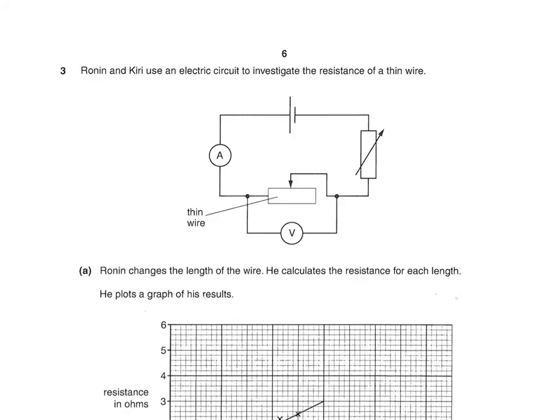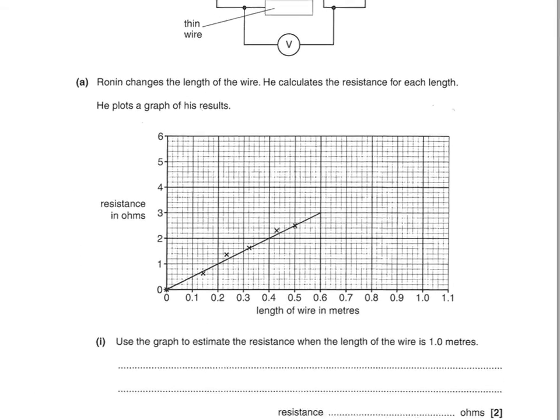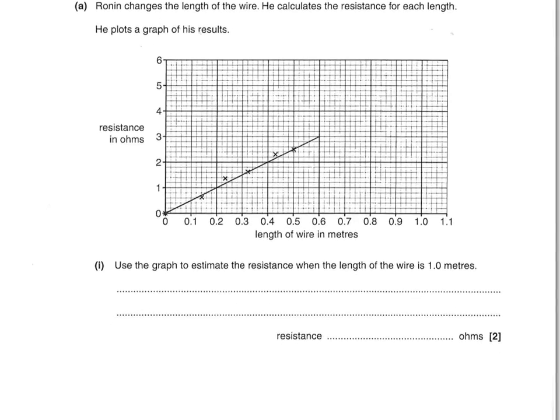Ronan and Curie used an electric circuit to investigate the resistance of a thin wire. Ronan changes the length of the wire. He calculates the resistance for each length. He plots a graph of the results. Use the graph to estimate the resistance when the length of the wire is 1 metre.